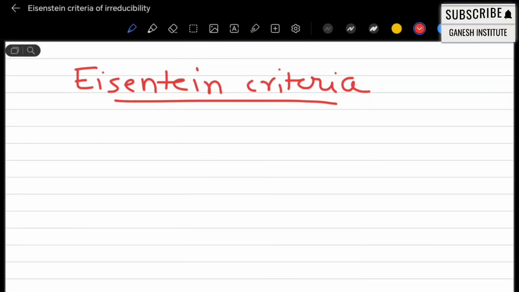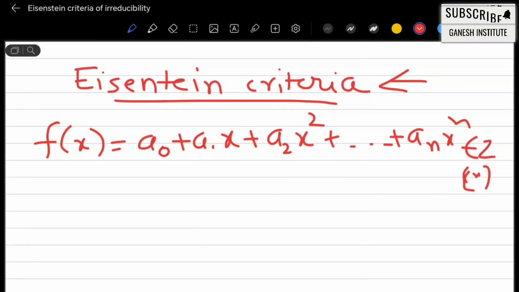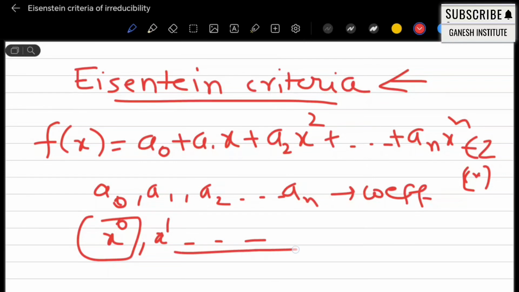Now, in order to find out whether a particular polynomial is reducible or irreducible, we can use Eisenstein's criteria. Okay, so we know what a polynomial is. Any expression of the form a0, a1x, a2x square, a3x cube up to so on, an xn, right? Let's say it belongs to Z[x]. Now a0, a1, a2, what are these? These are the coefficients, and x raised to power 0, x raised to power 1, and so on are the variables.